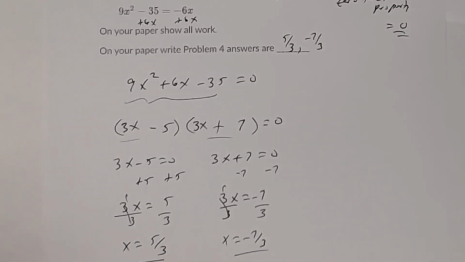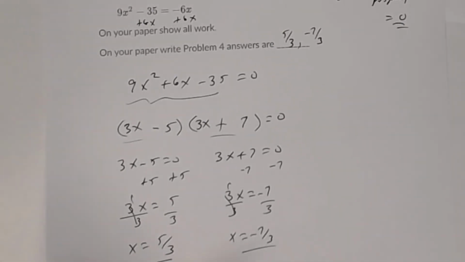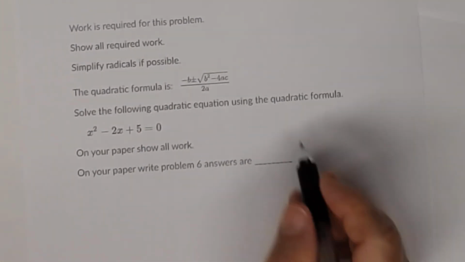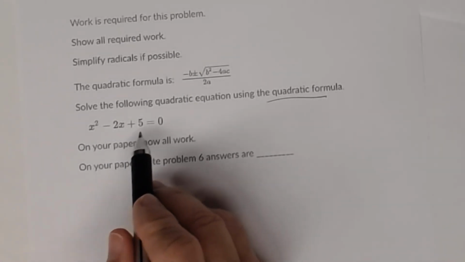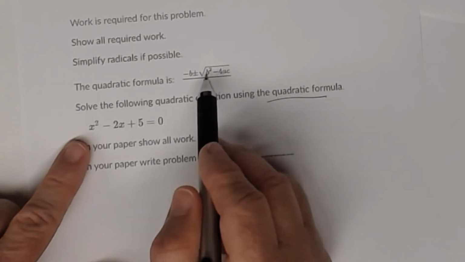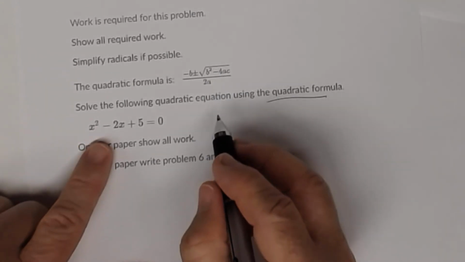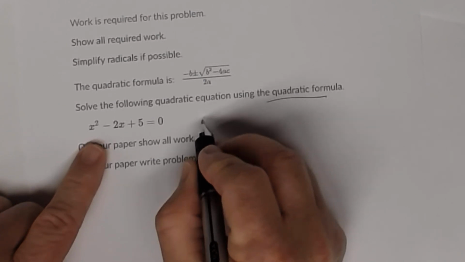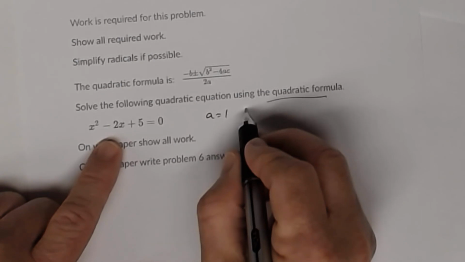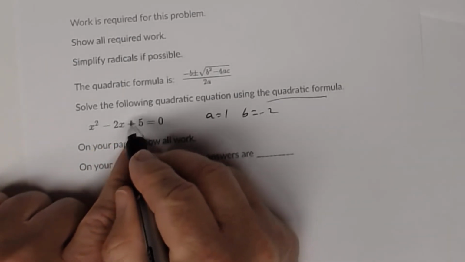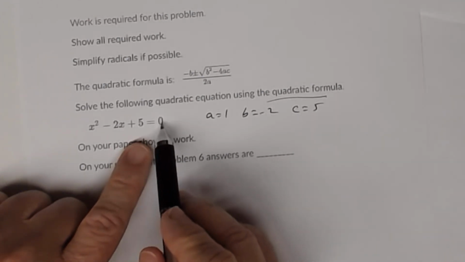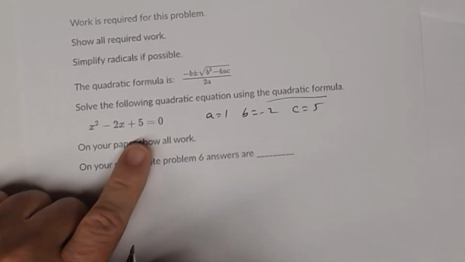In problem number 6, you wanted to solve this quadratic equation by using the quadratic formula. All right, so always follow directions. Now notice this is in standard form. So when using the quadratic formula, remember we're going to substitute values for a, b, and c, right? The coefficient of x squared is 1, so that means a is 1. The coefficient of x is negative 2, so that means b is negative 2. And your constant is 5, so that means c is 5. Now remember, it's in standard form. When using the quadratic formula, you have to have 0 on that side.